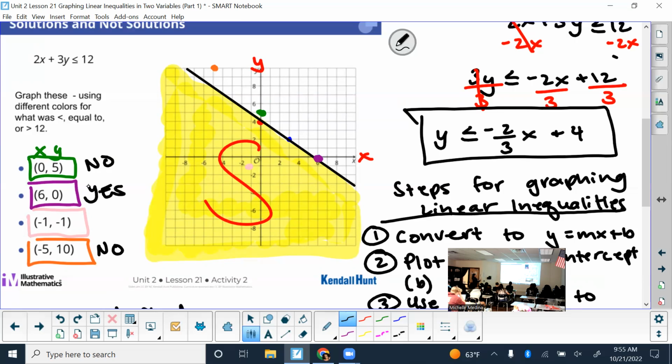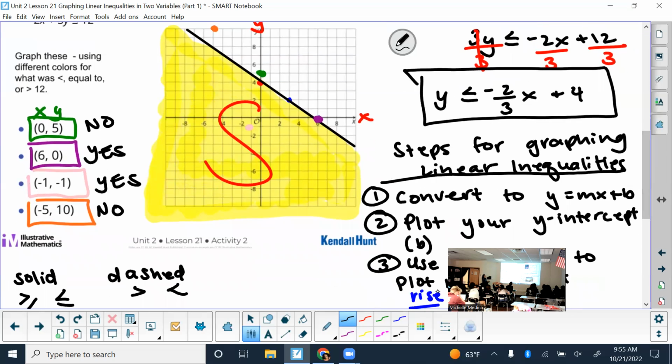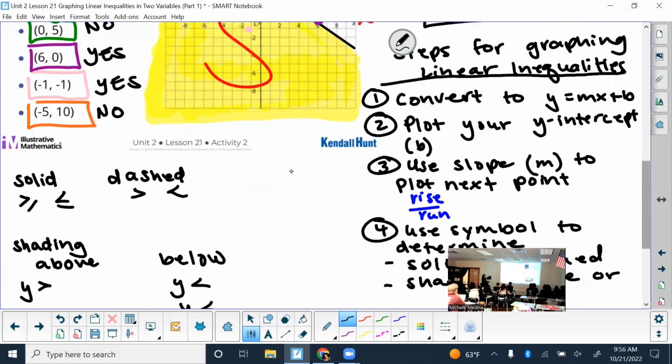If it was on a dashed line, would it be a solution? No. What about -1, -1? Yes. It's in the shaded area. Question? All right, so keep these steps in your mind. Hopefully you have this example and the key.